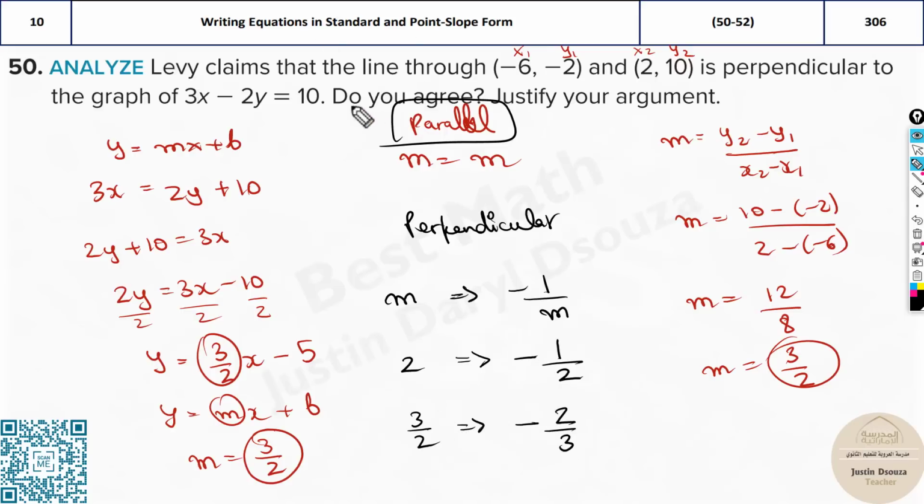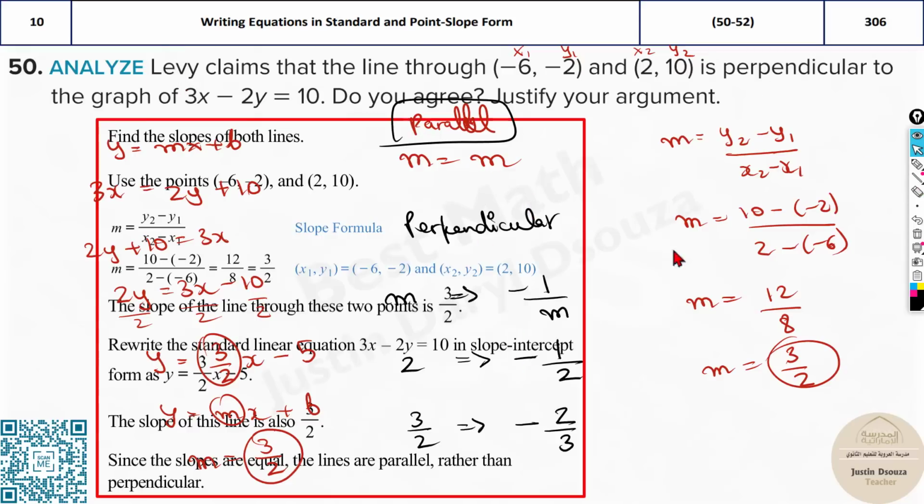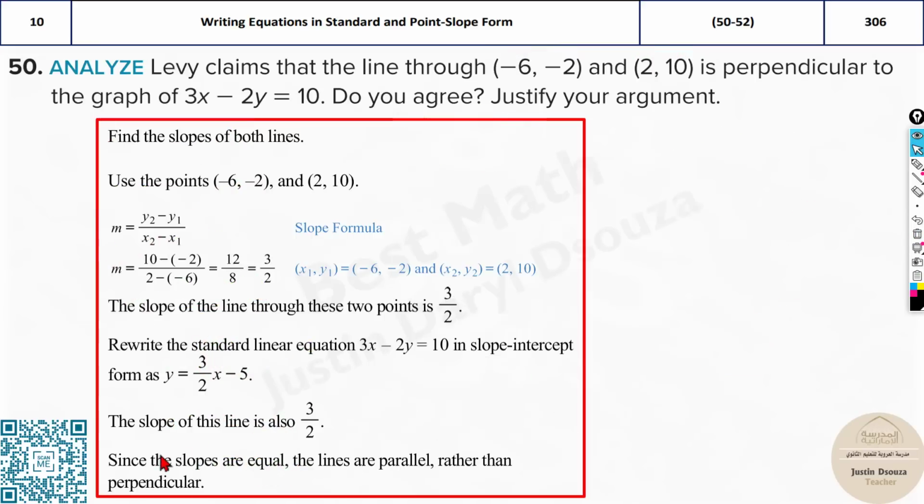So here we do not agree because Levy is wrong. They are parallel lines because they have the same slopes. So that's the thing. Since the slopes are equal, the lines are parallel rather than being perpendicular.